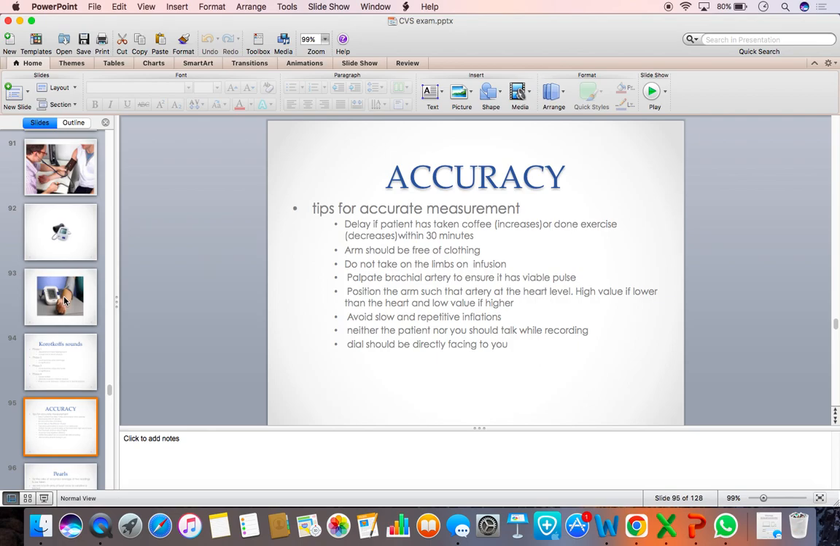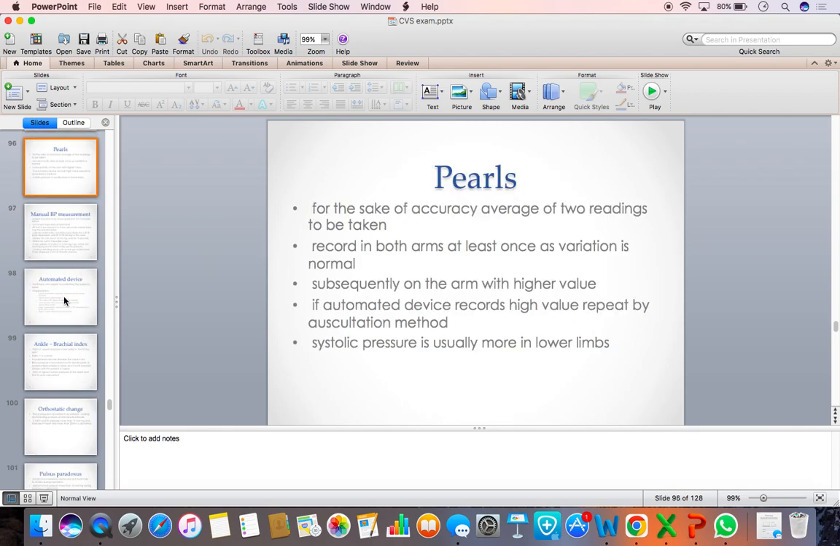Remember, my dear students, taking the blood pressure should not be taken as a simple way of recording the data. You should take all the precautions in order to get accuracy in the reading. So certain important points. First, for the sake of accuracy, average 2 readings to be taken. At least 2 readings. You record now and repeat the recording a day later at the same setting.